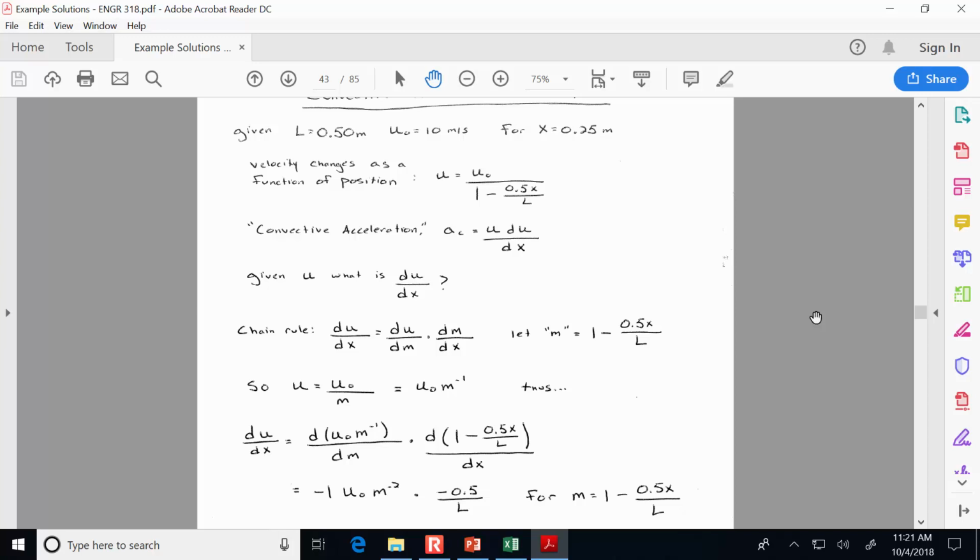All right. So what do we know here? We know that L equals 0.50 meters. Our initial velocity is 10 meters per second. And we want to find out how much convective acceleration there is at the middle of the nozzle, so at 0.25 meters in. The nozzle is choking down, and that's what's causing the velocity to exit at 20 meters per second, whereas it was entering at 10 meters per second. The overall nozzle length is 0.50 meters. And we're going to find out here in the middle what the convective acceleration A sub c is.